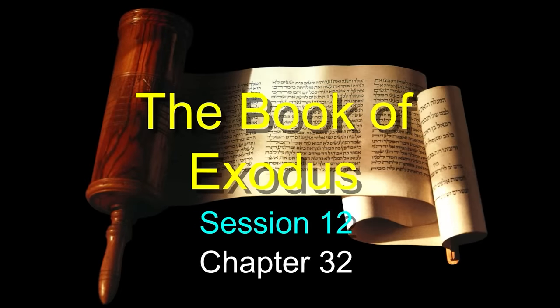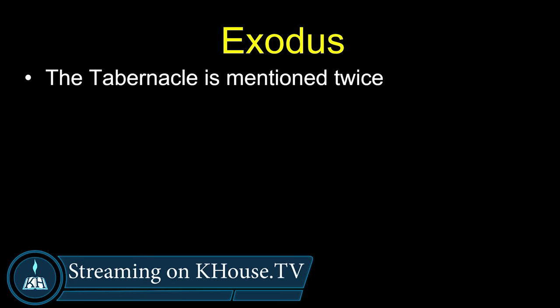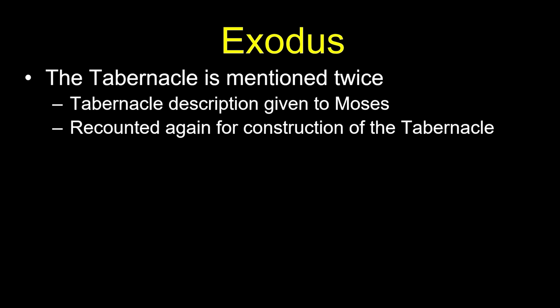Going to, rather than go chapter by chapter, because that would be an uncomfortable pace at which to try to address some of the remaining issues in the book. Actually, you'll discover if you skim through the remaining chapters that many of the topics we've already taken, because the tabernacle is mentioned twice, in effect. It's detailed initially in several chapters where Moses is told what to do. And then it's recounted again in a different order with slightly different details when they actually construct it.